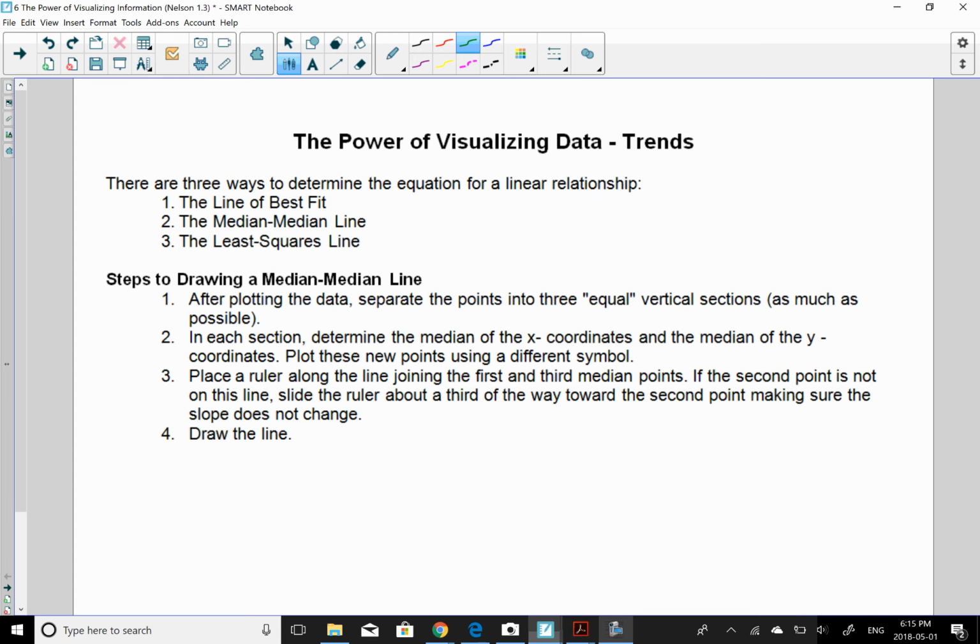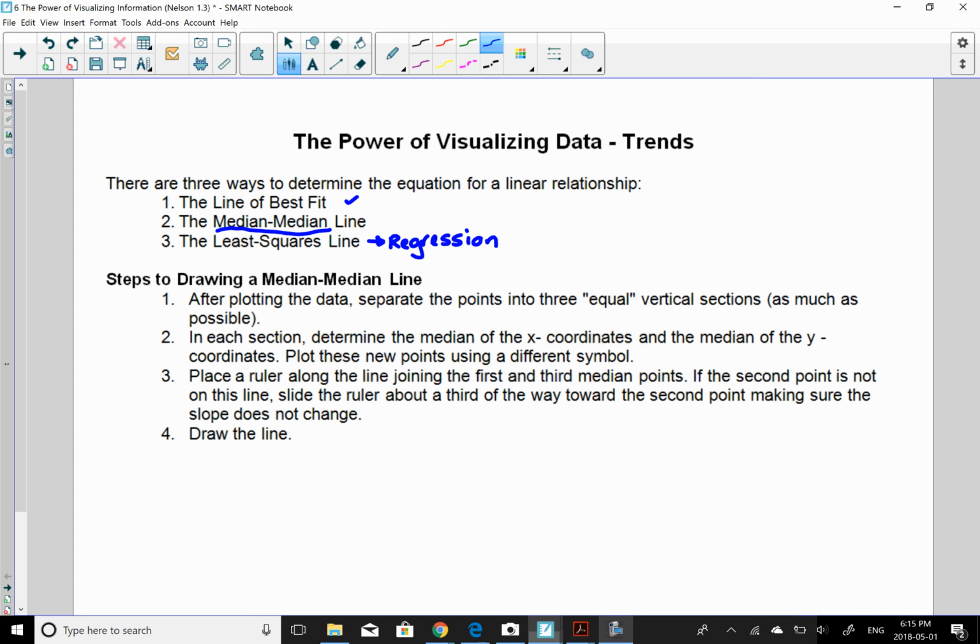Today's lesson focus is the median line. So we're still looking at visualizing data trends. We talked about line of best fit in grade 9. The median we haven't seen. That's what today is about. And least squares is basically your regression, which we've already done.